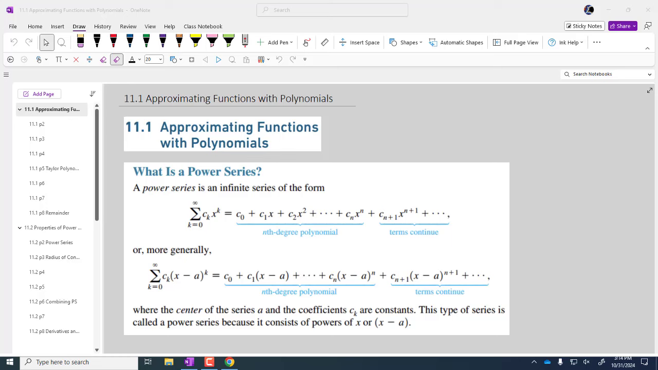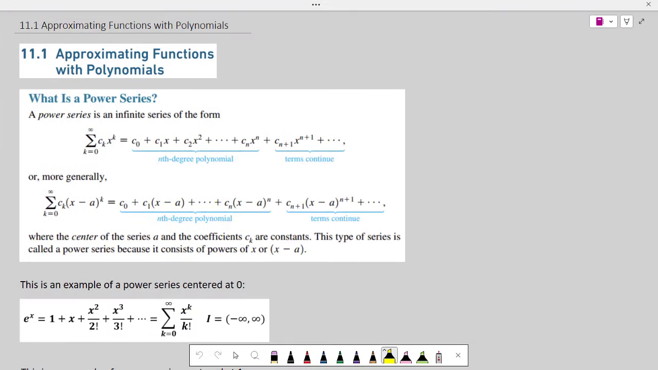This chapter is the most important chapter in the sense that it's the part of Calc 2 that gets applied the most frequently in differential equations and a lot of higher level engineering courses. So we're going to be talking about a new type of series called a power series. It's a series of powers of x. You can essentially think of a power series as an infinite polynomial.